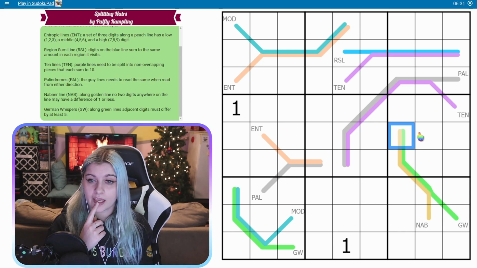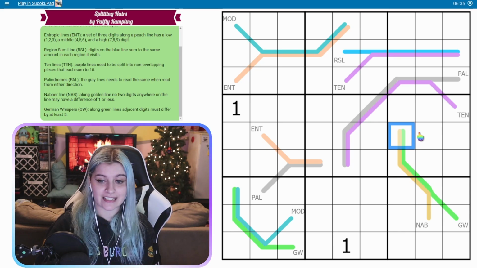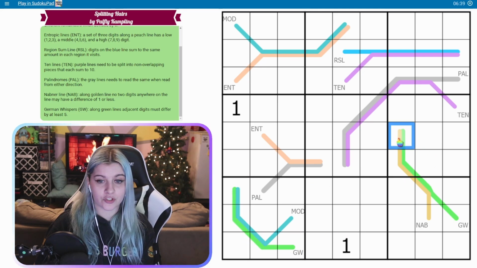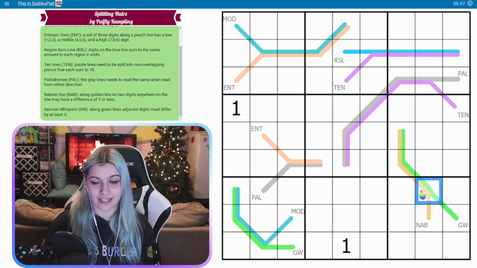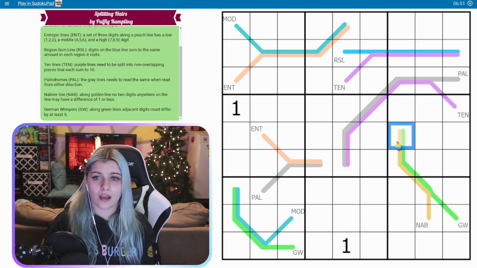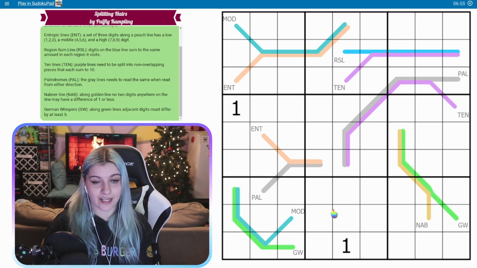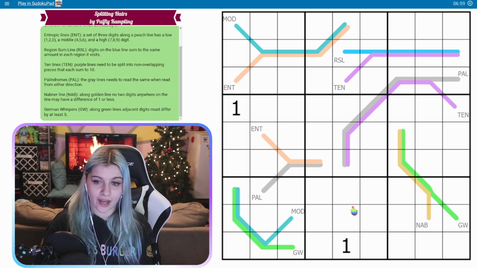Okay. And we also have German whispers. Along green lines, adjacent digits must differ by at least 5. So we have a German whisper here, and we have a German whisper here. With German Whispers, if this is a 1, 2, 3, or 4, then this will be a 6, 7, 8, or 9. If this is a 1, 2, 3, 4, this will be a 6, 7, 8, or 9. We cannot have 5s anywhere along a German Whisper line in a 9x9 puzzle. We know it's going to go high, low, or low, high.